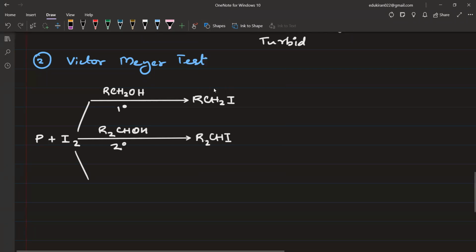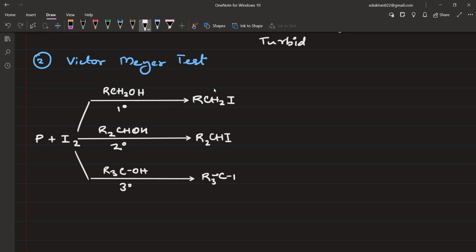And at last, we have R3C-OH, 3 degree. It will get converted into R3C-I. Now, after this, we will react all of these iodoalkanes with AgNO2. This is also one reaction that we have already seen, AgNO2.